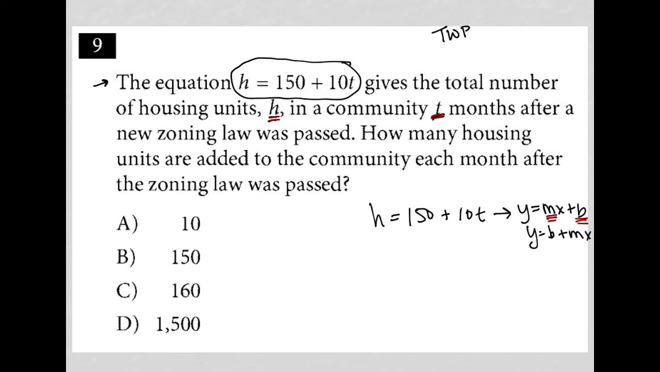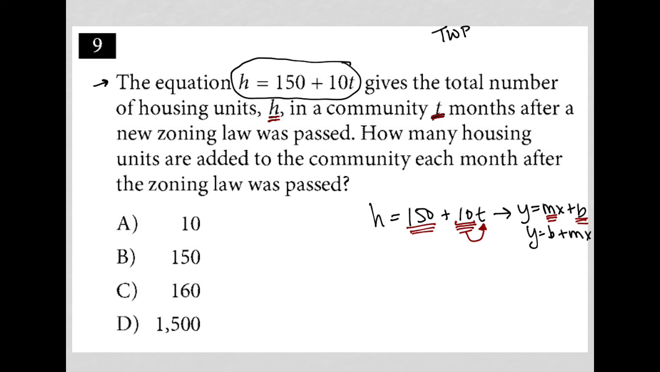So before the zoning law was passed, I would assume this community had 150 housing units. And then after the zoning law was passed, it received an additional 10 housing units every single month, right? Per month. That's why we're multiplying that by t.